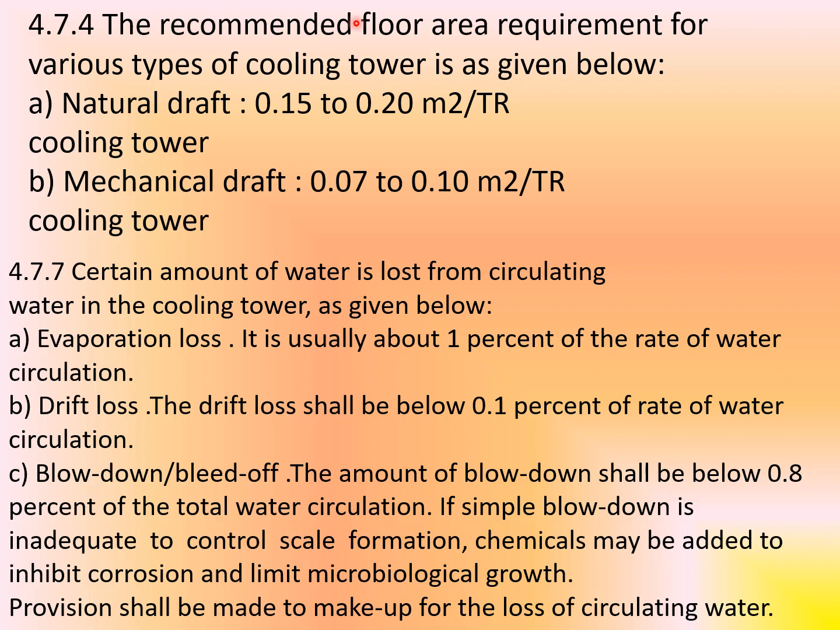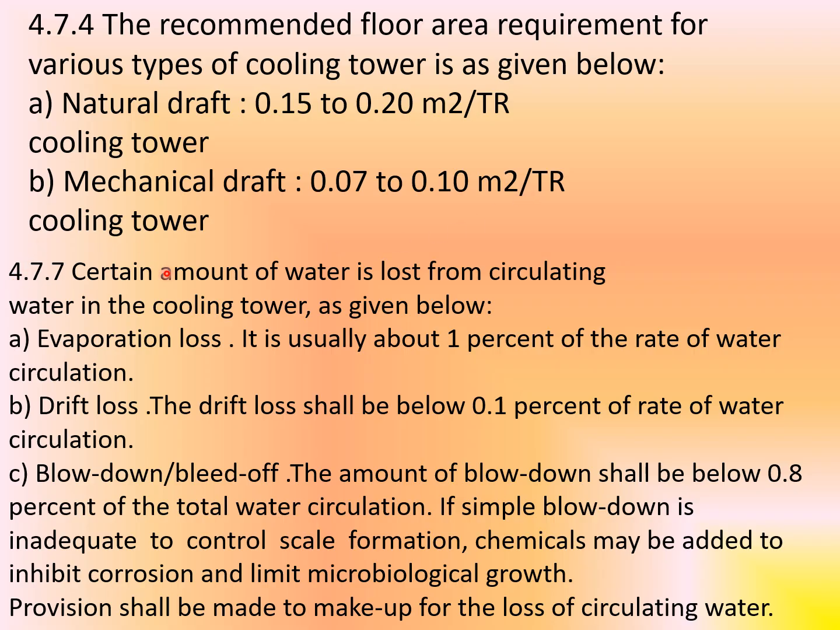The recommended floor area for various types of cooling tower is as given below. For natural draft cooling tower, it is 0.15 to 0.2 meter square per tonnage. For mechanical draft, it is 0.07 to 0.1 square meter per tonnage.